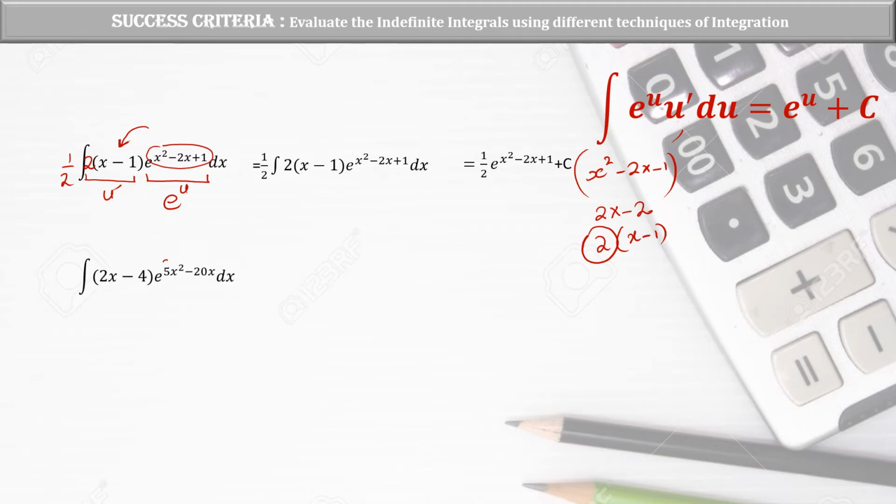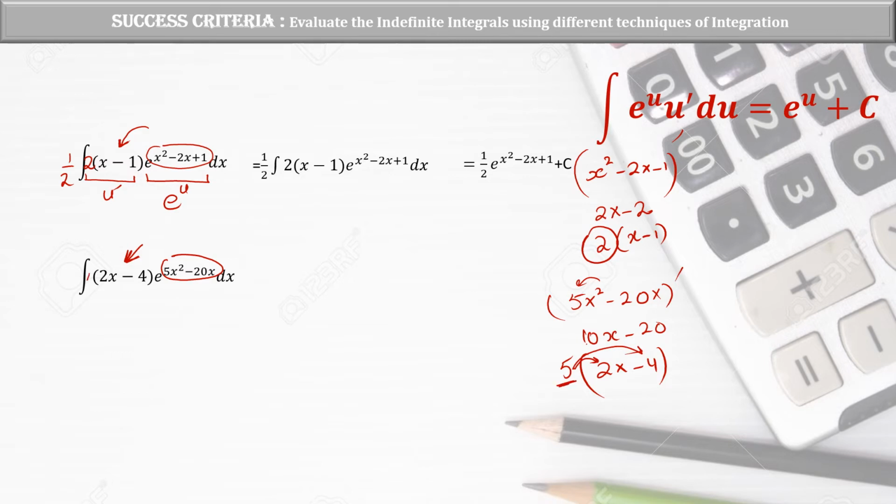Here again, focus on the power, that is 5x square minus 20x. Now take the derivative of this function. So you will get 10x minus 20. Now if we look here in the question, we have 2x minus 4 given, which means that 5 has been taken as the common factor. So 5 times 2, 10. 5 times 4, 20. So it means the missing number is 5.